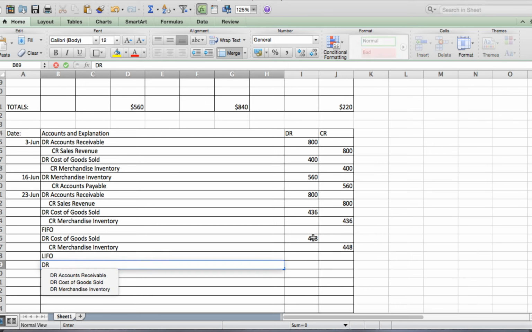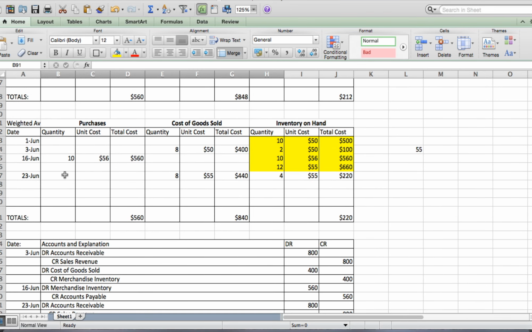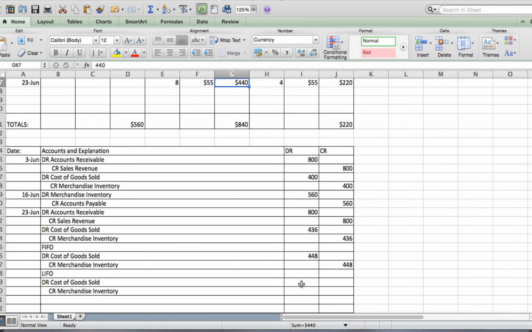And then finally, we've got the amount for weighted average. I look up at my weighted average inventory sheet, look at the transaction that I need, 8 units, $55 each, total cost $440. So $440 is what I use there. Okay, and those are my journal entries for each method.